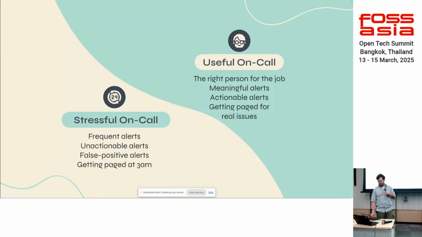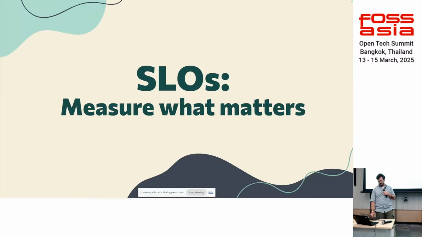These up our on-call stress and put us in a bad state. So I'm going to talk now about that methodology I mentioned called service level objectives, which is a great way to get out of that state and into an on-call workflow that can be better for you.